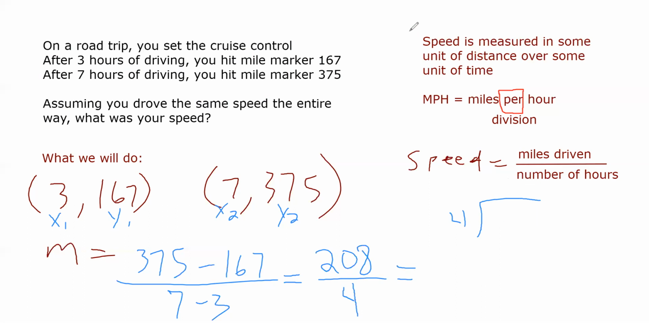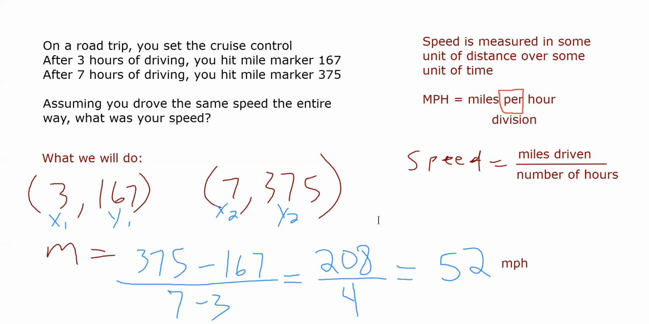So you're going to get 52. So wait a minute. We can answer the question, but we want to interpret it better. Assuming you drove the same speed the entire way, what was that speed? Well, it was 52 miles per hour. That's pretty cool.